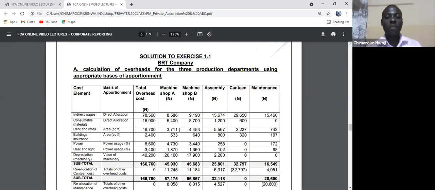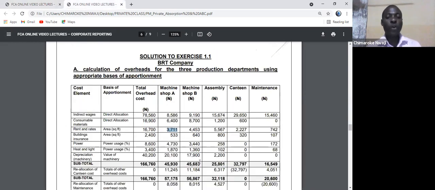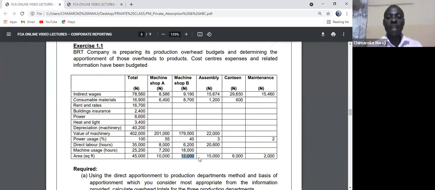3711 from our calculation. That is this. Let's try machine B. For machine B, you are going to use 12,000 square feet. So you say 12,000 divided by 45,000 multiplied by 16,700. That gives me 4453. That's correct. So that is how you do for assembly, you do for canteen, you do for maintenance.